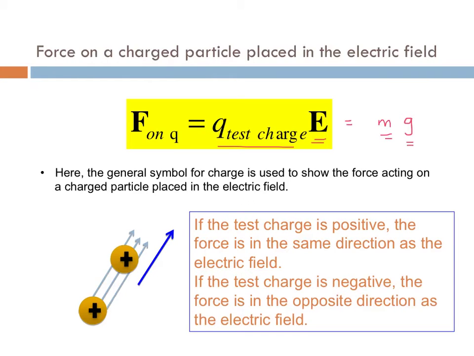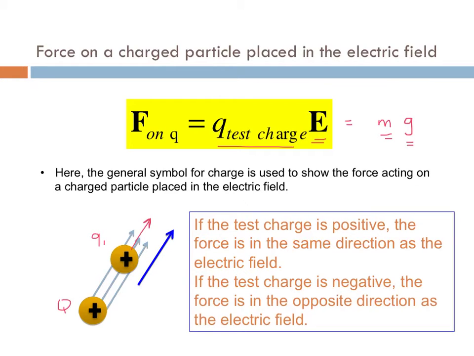Now, this bottom part in orange is important, but we're going to see this a lot more in the next section. If the test charge is positive, the force is in the same direction as the electric field. So in this picture, this positive charge over here is my source charge. Q1 is my test charge. We know from our last video that two positive charges are going to repel each other.